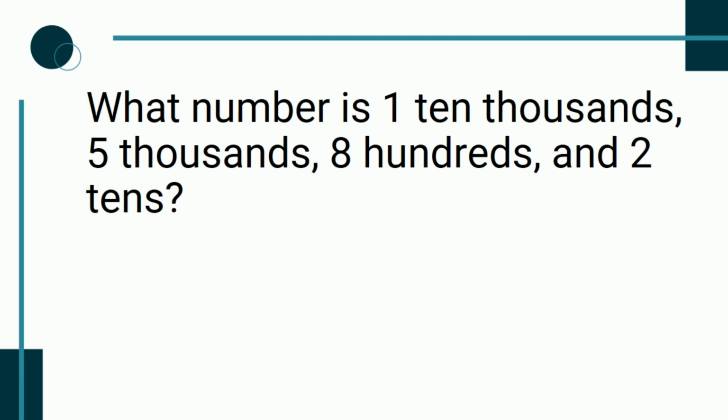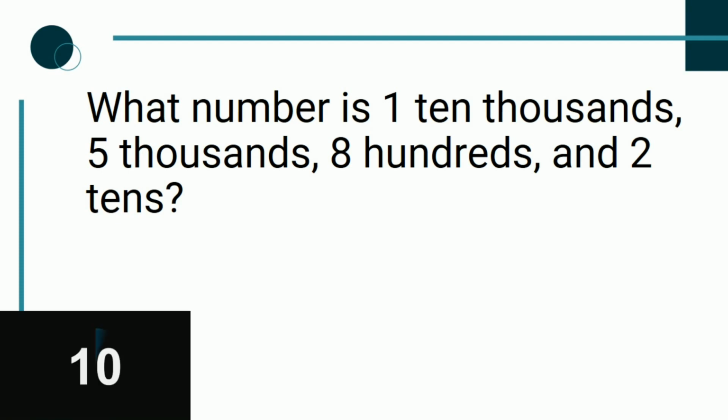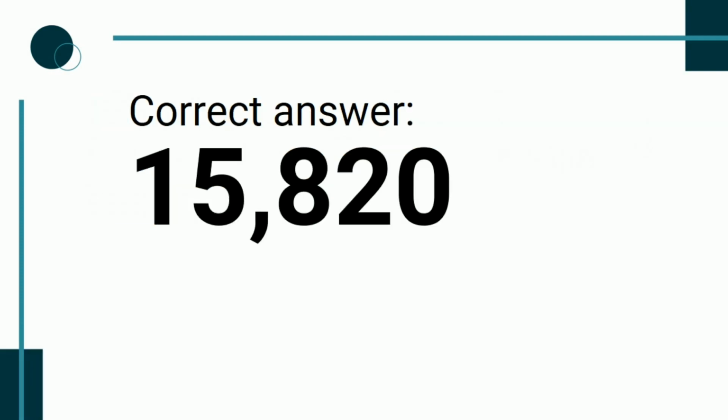Last question. What number is 1 10,000, 5 thousands, 8 hundreds, and 2 tens? Timer starts now. The correct answer is 15,820.